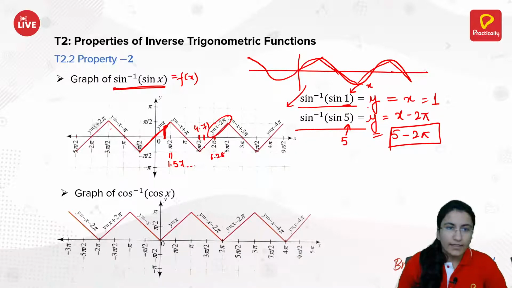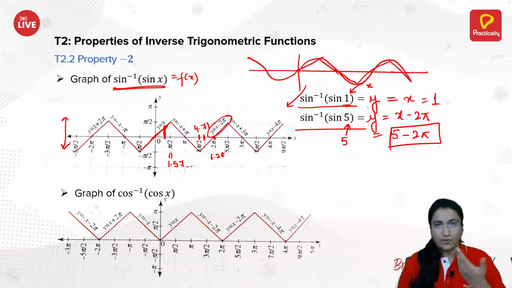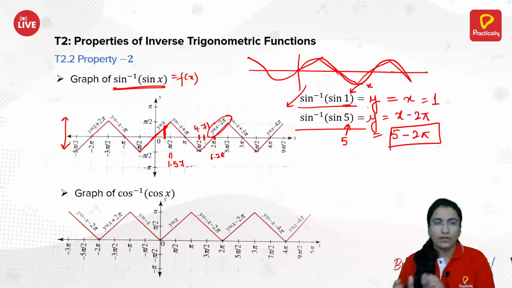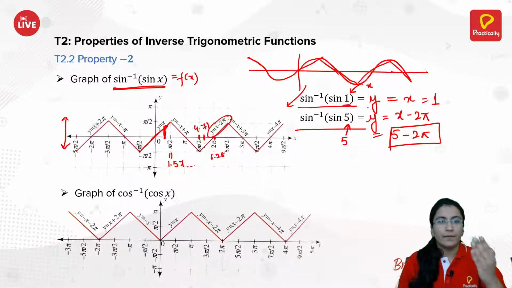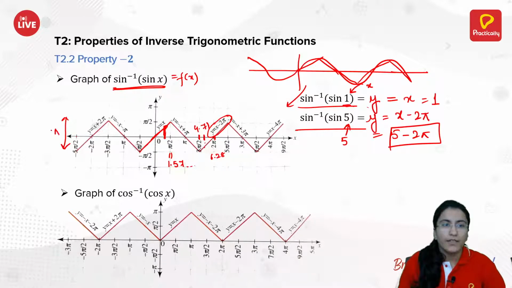You need to see that the height of the graph also matters in all such graphs. In the earlier one, pi by 2 upwards till positive pi by 2, and downwards till minus pi by 2, so the height is pi. Here you can also see you are ranging from 0 to pi. That means the height is again pi.